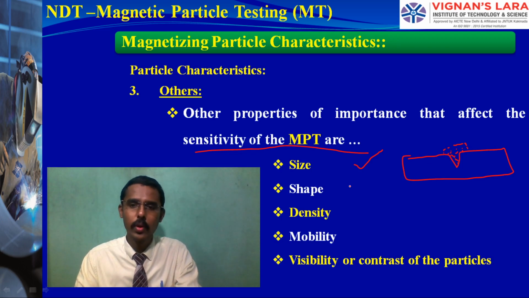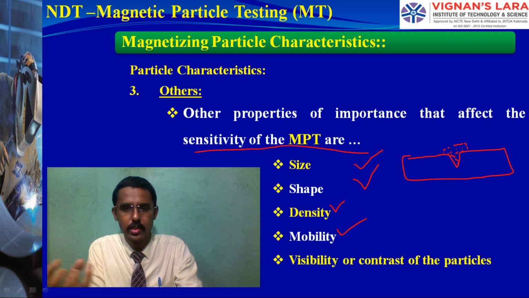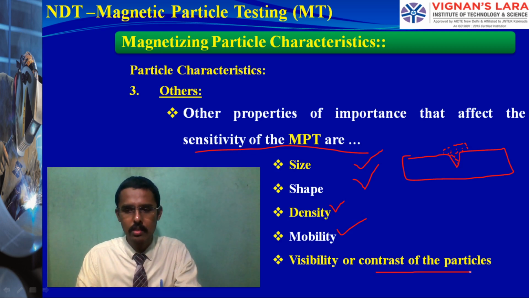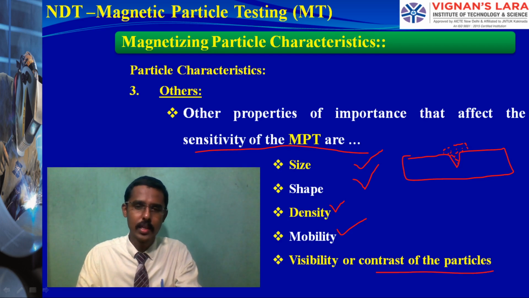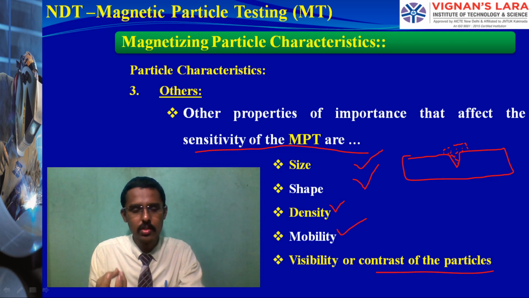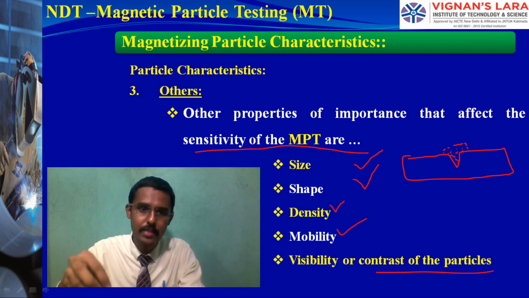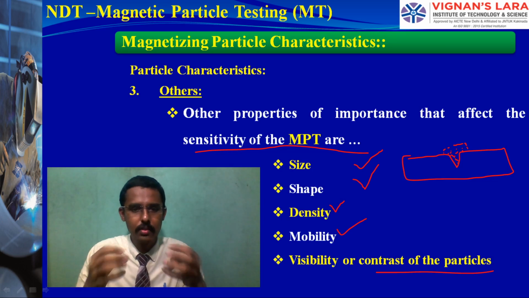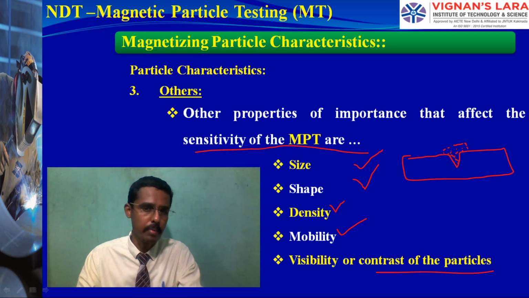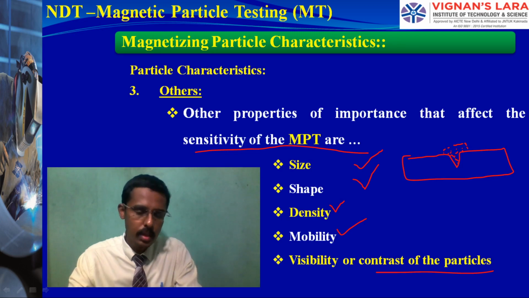So size is one point, and then how it is shaped. Then the density of the particle, which affects its mobility. It should not be very heavy. It should move smoothly and be attracted. And the visibility and contrast of the particle, the color. The colors may be green or red or any other color, which should contrast with that specific surface. So according to the surface, the color can vary. These are some of the properties.